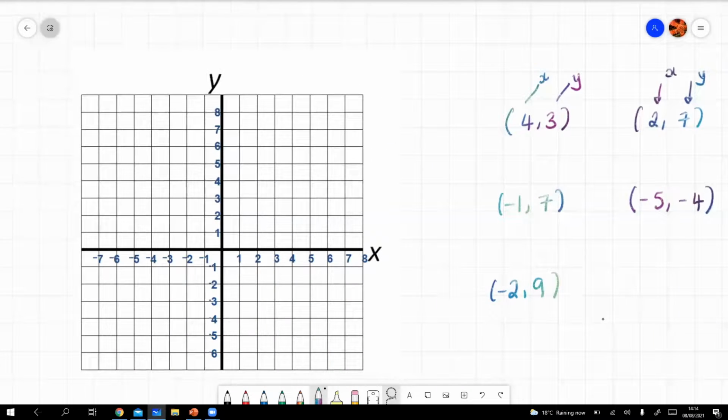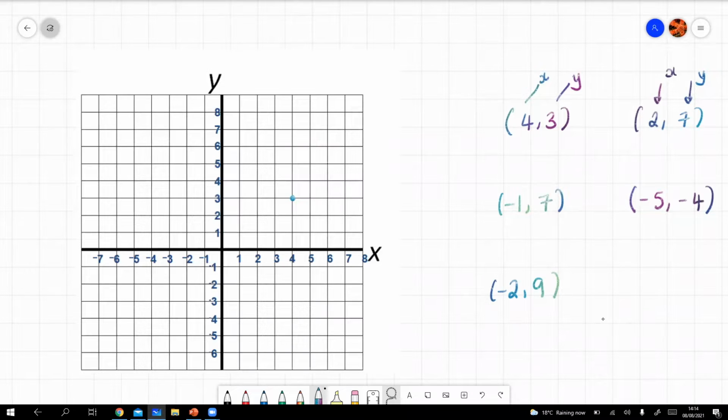The first one we've got is 4, 3. So look at your X-axis. The X-axis is always this one here that's in the middle, and then the Y is the one that's always going down. So we need to go 4, 3. On your X-axis, find the number 4 and go to 3, and you just put a little dot there. Sometimes you can have a cross or a dot.